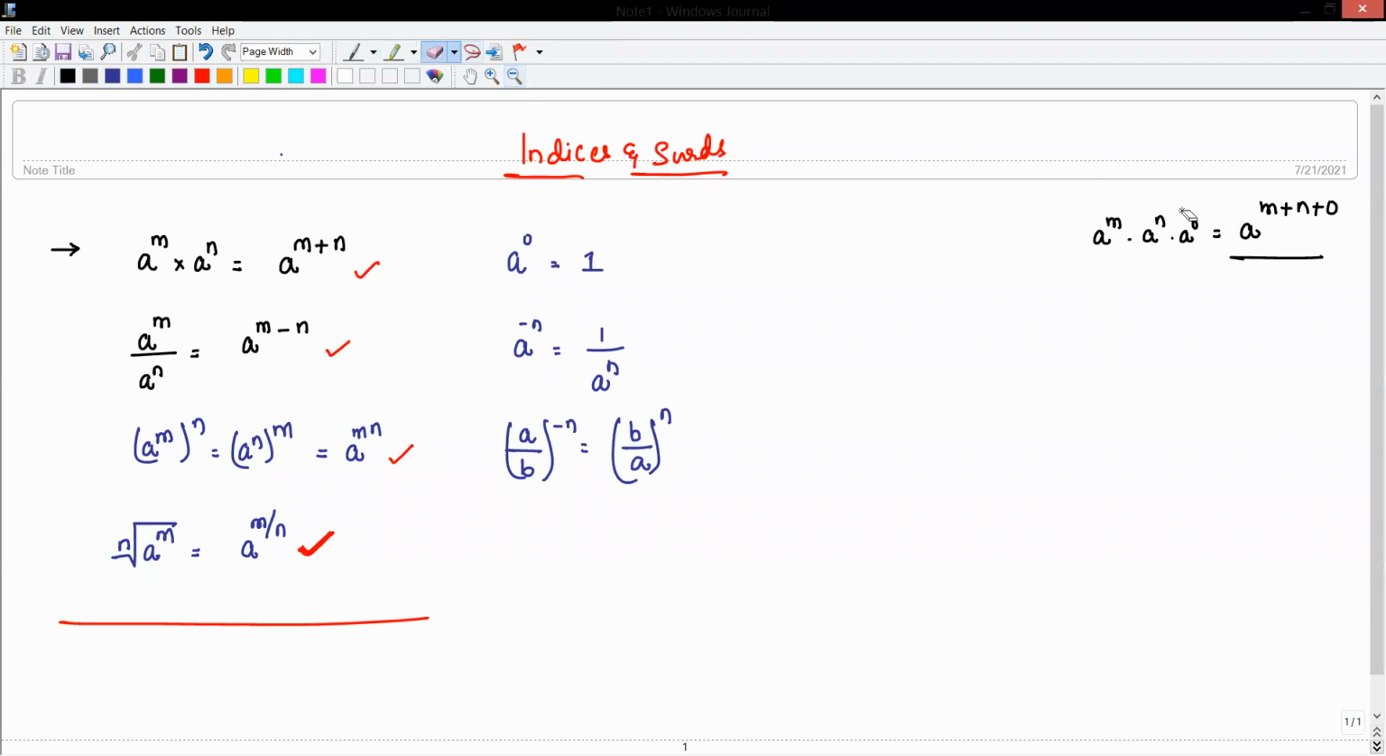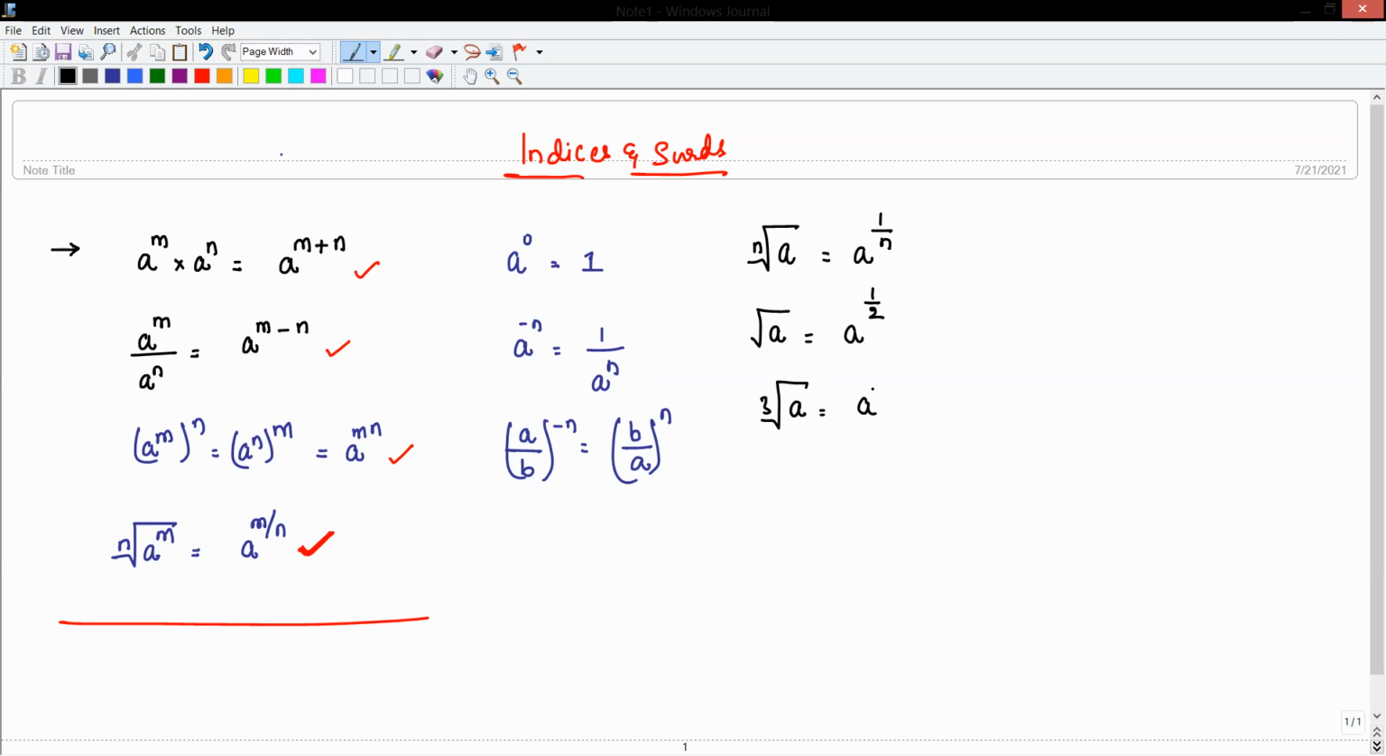Usually, what is the nth root of a? The nth root of a means a power 1 by n. If there is nothing written, you always take it as a power 1 by 2. Cube root is a power 1 by 3.